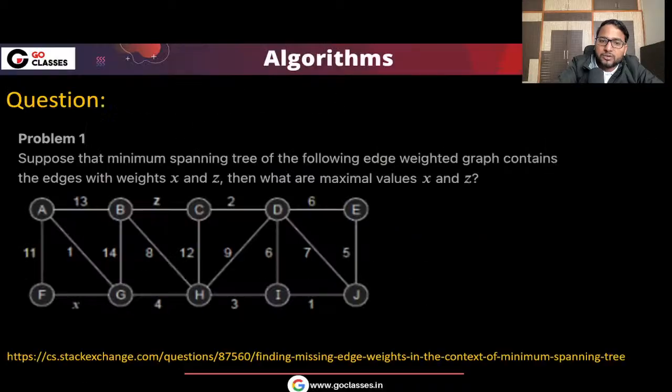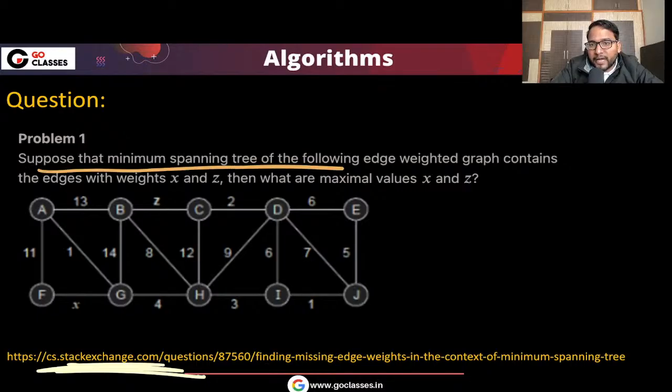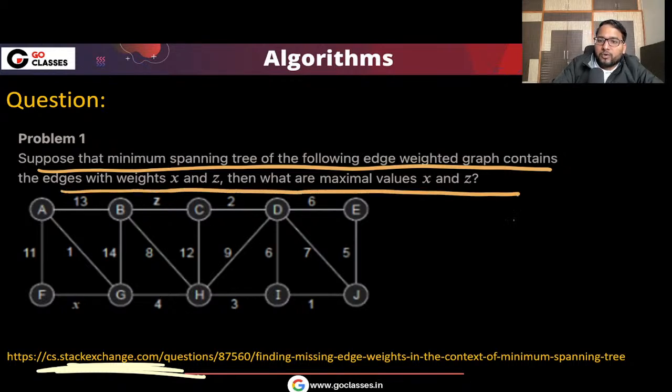This question, let's just solve the next question. The next question I have taken from Stack Exchange. Okay. The next question is from Stack Exchange. Let's just see if you are able to solve this question. So what they're saying, suppose that the minimum spanning tree of the following edge weight graph contains the edges with X and Z. Then what are the maximum possible values of X and Z?